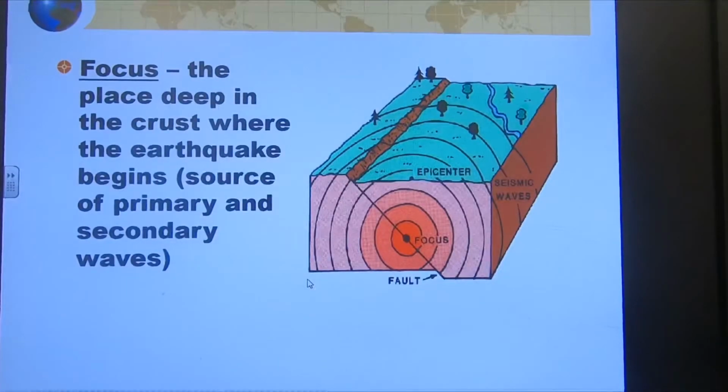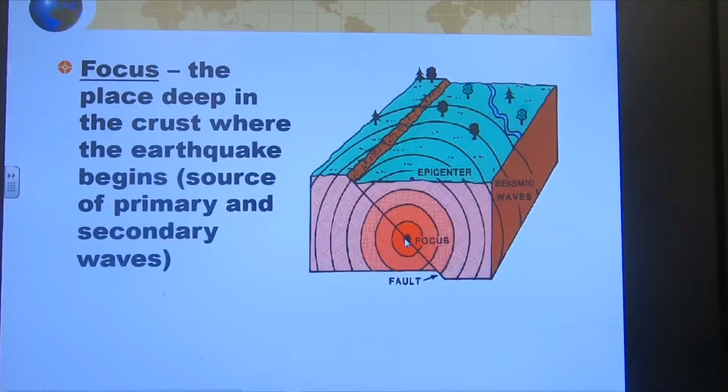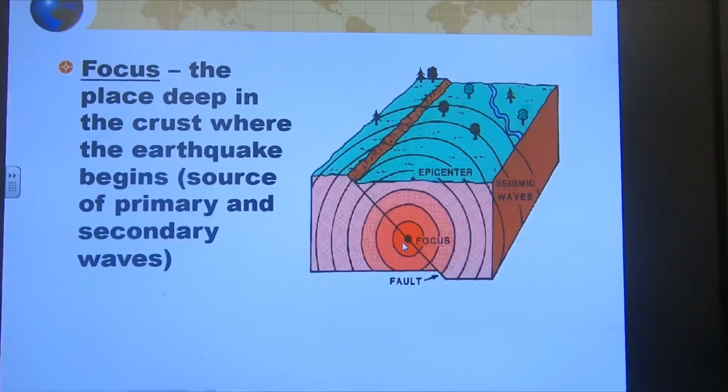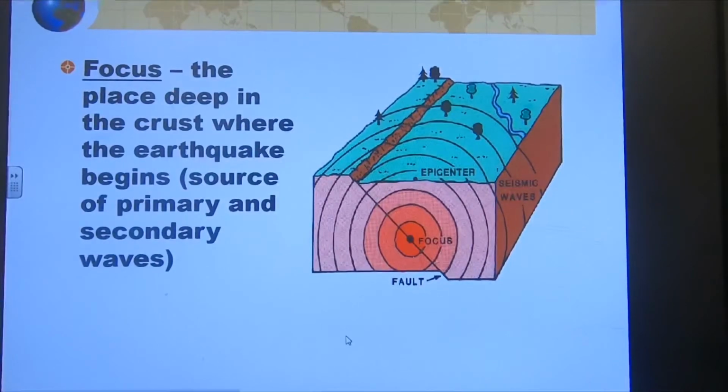Now, we're going to look at 3 final terms today, and the first one is called the focus. The focus is the place deep in the Earth's crust where the earthquake begins. So if we look over here at this diagram, right here in the Earth, this is where those plates touched. This is where they pushed against each other, and that is called the focus. It's the place deep in the Earth where the earthquake begins. It's where these waves start from. It's where the contact was first made.